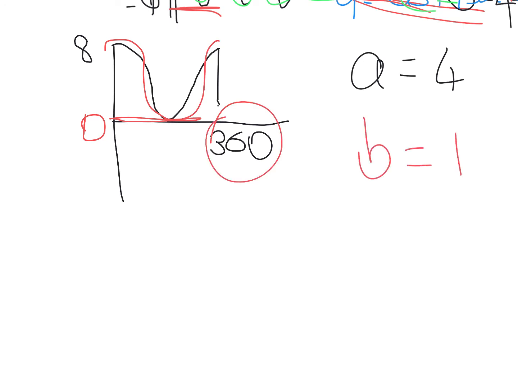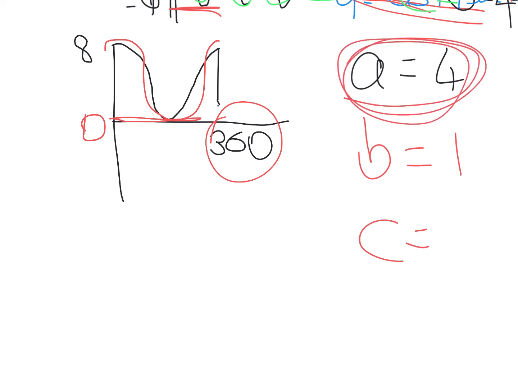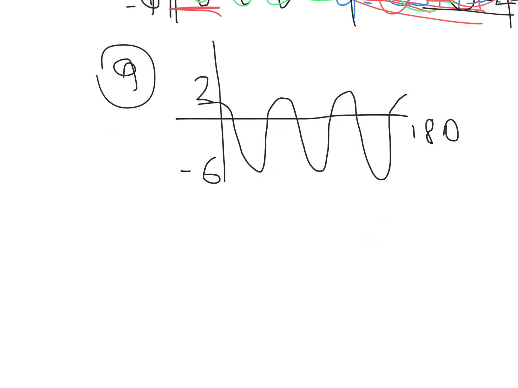What's C? C is the vertical shift. The curve should go up to its amplitude, it should go up to 4, but it actually goes up to 8, so it's been shifted up 4 units, plus 4. Okay. Next one. The curve goes up to 2, goes down to minus 6, that's a total height of 8, half that to get the amplitude. The amplitude is 4.